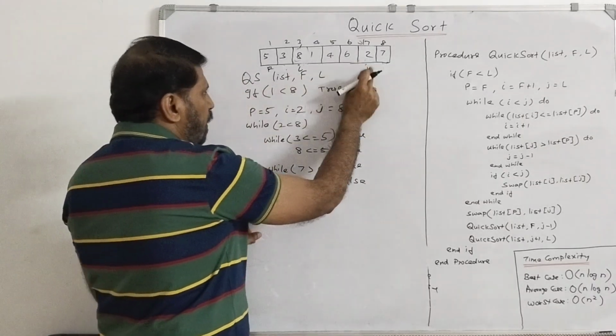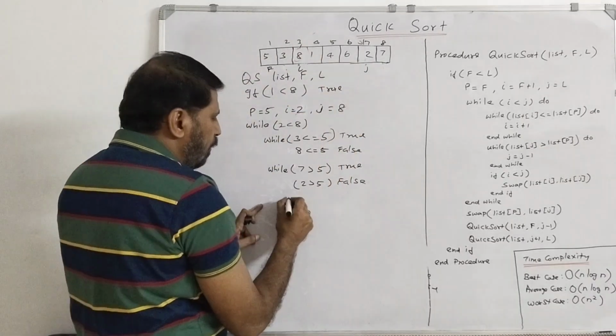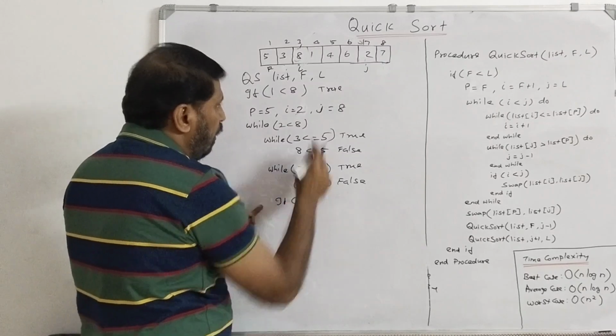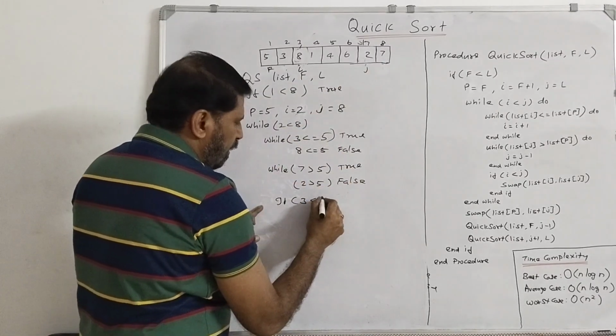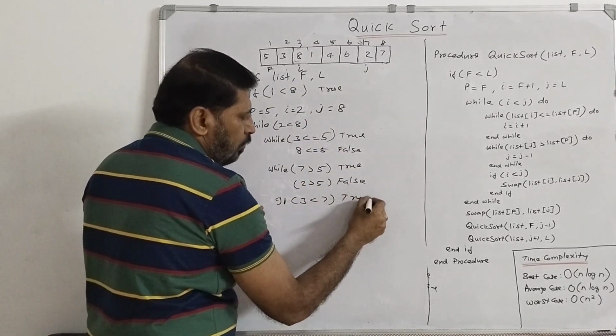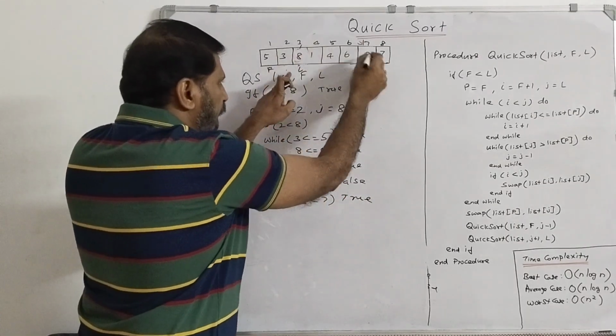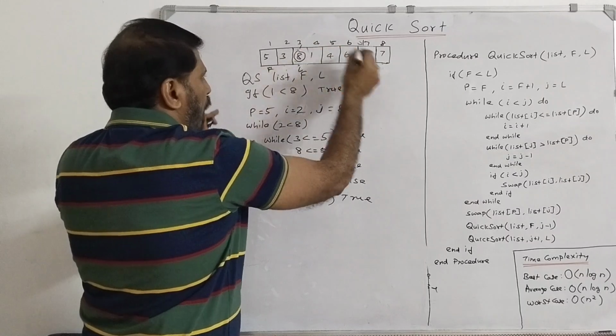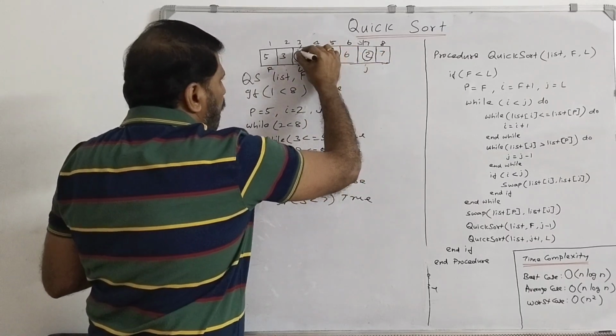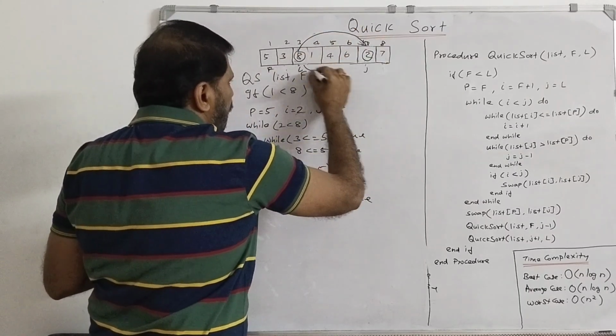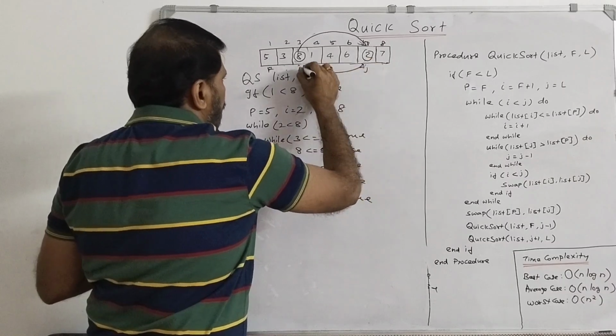Now we are checking I and j value. What is I value? I value is 3. If 3 less than 7, this is true. Okay, this condition is true. Whenever it is true, we interchange I and j. So that's why now I and j are interchanged.